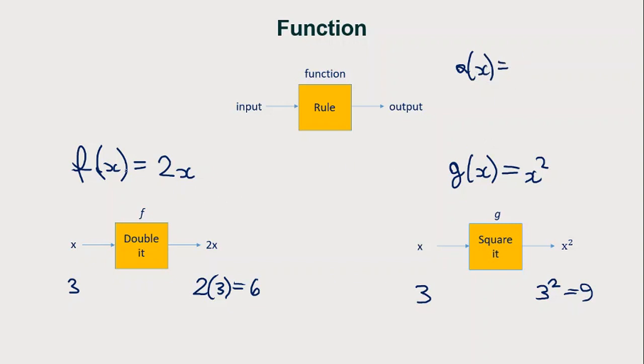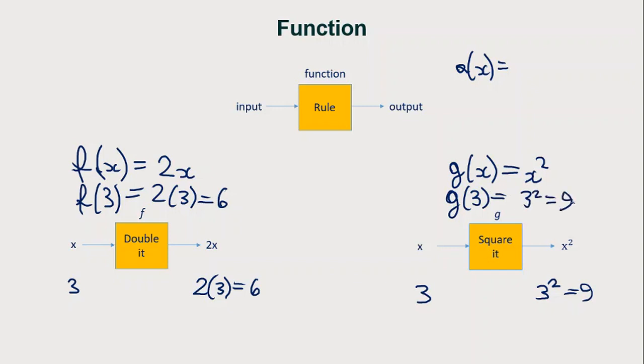And then if we want to denote this process mathematically, we would say that f of 3, my input is 3, is equal to 2 multiplied by 3, and that is indeed 6, as we said, and g of 3 is equal to 3 squared, and that's a 9, as previously stated.